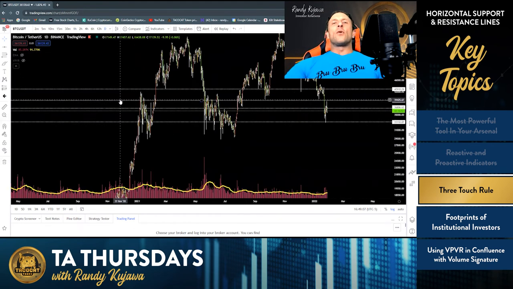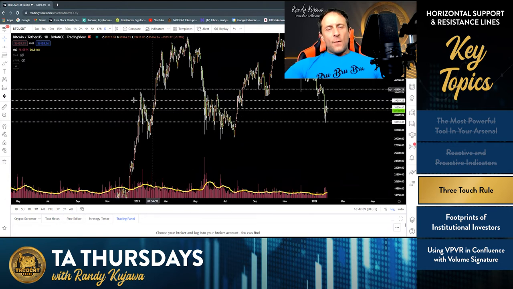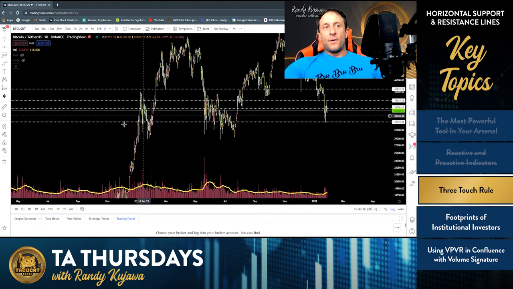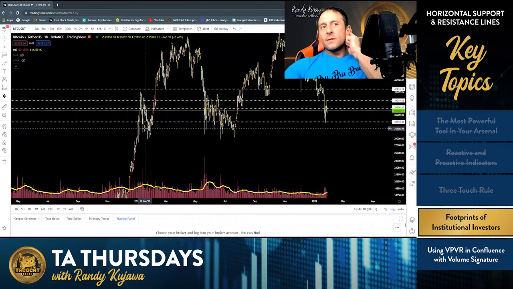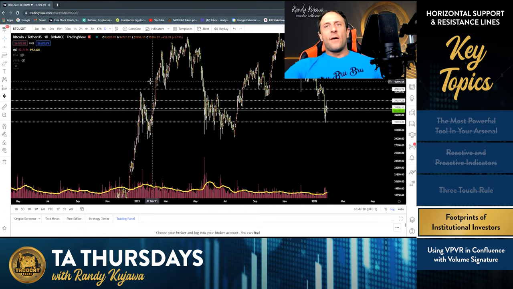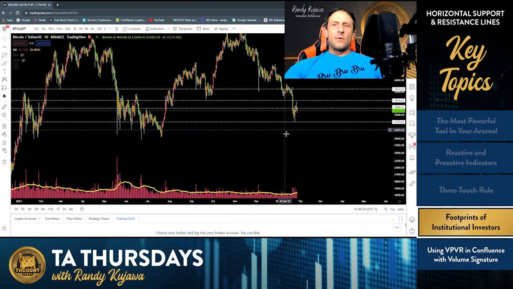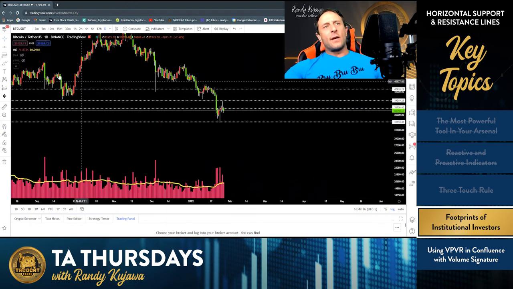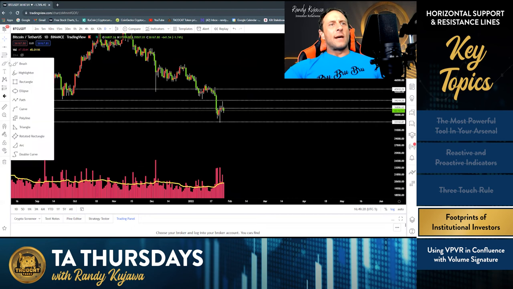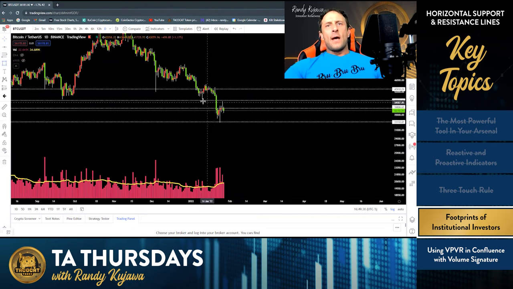So when you're looking at entries, you look at where there has been a strong accumulation footprint left by institutional investors. And if you're looking at where to take profits, where there's been a large distribution phase. Then if you really want to get into it, you can take a rectangle tool and take some areas where, let me try to find one.